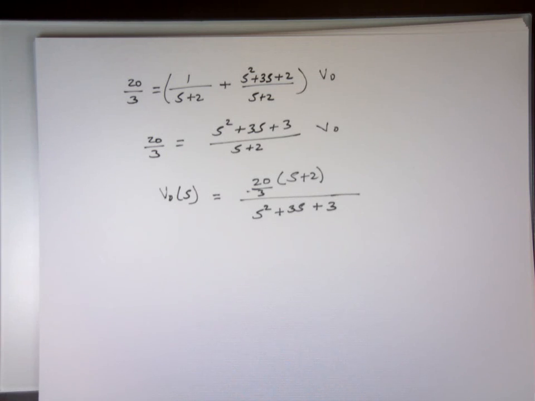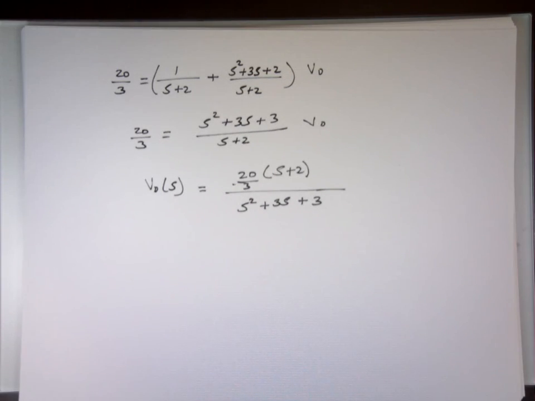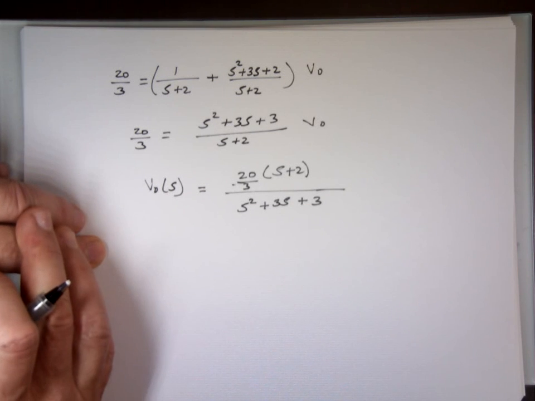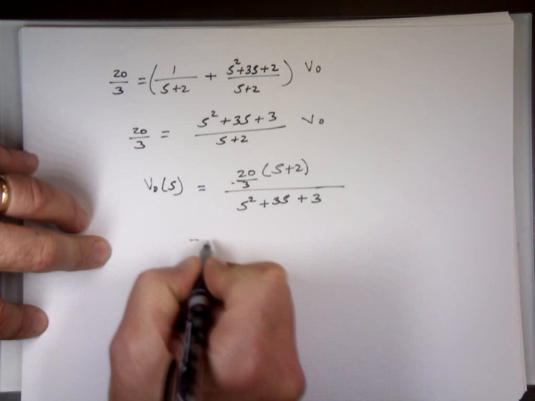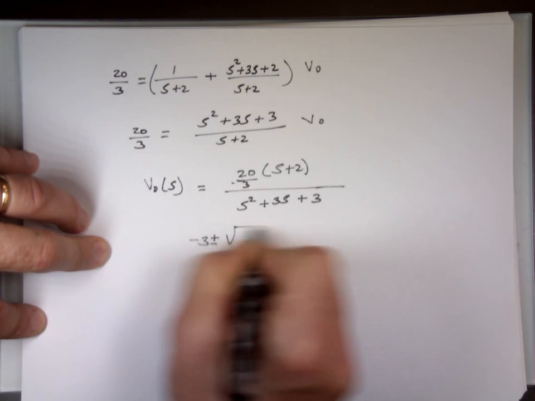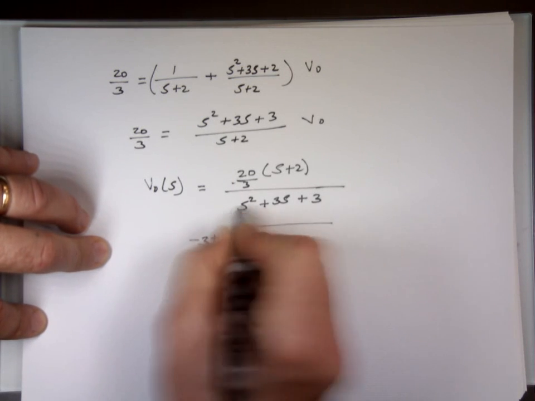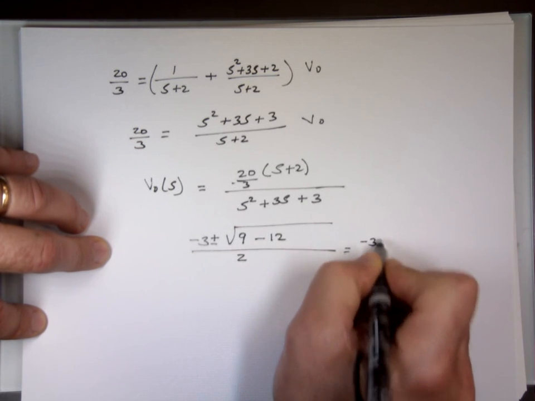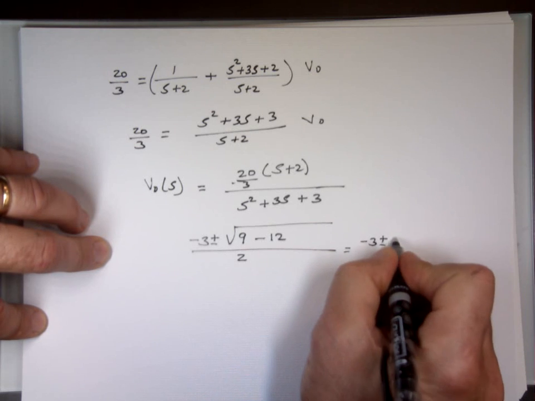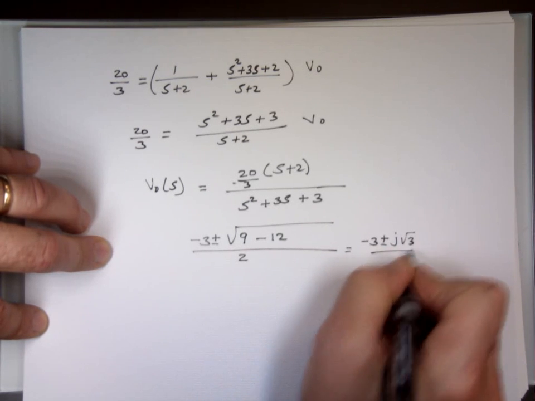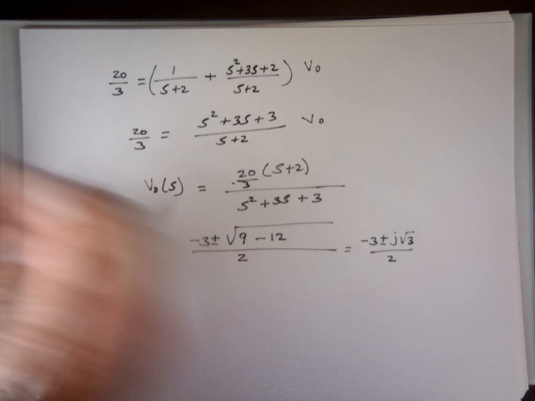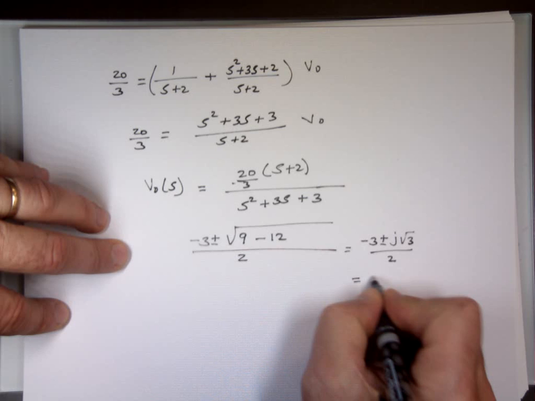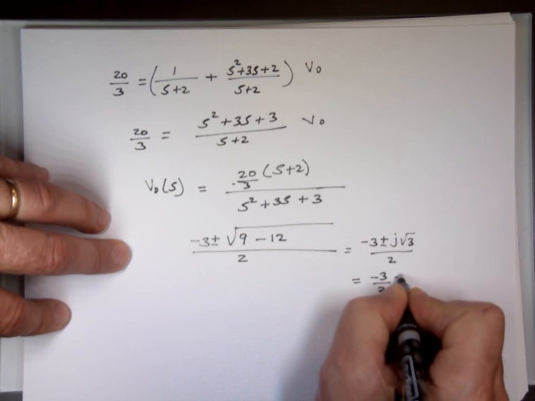Time-wise, yep, we're doing okay. So let's factor the bottom and see if we have complex roots. If we have complex roots, that's minus 3 plus or minus the square root of what? 9 minus 4 times A times C, that's 12. Is that j the square root of 3? So that's negative 3 over 2 plus or minus j the square root of 3 over 2 if you want to leave it.